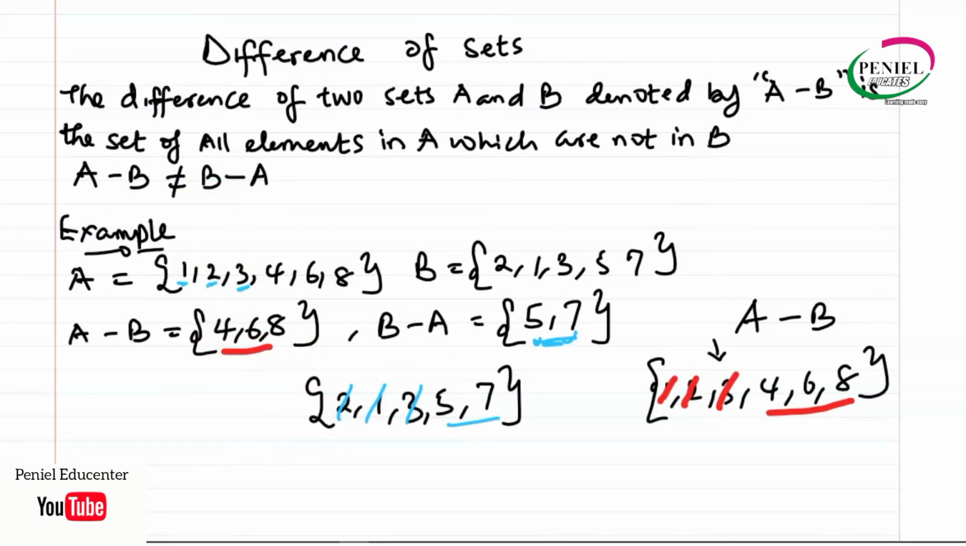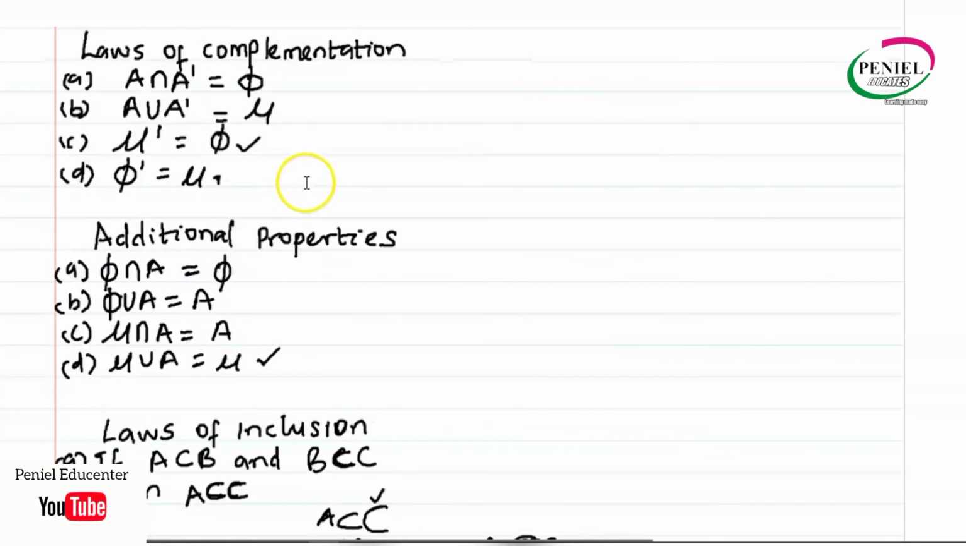All right. So in this first part of the video, I just want us to look at other laws of sets. Other laws of sets will be looking at laws of complementation. Law of complementation says that A intersect A complement is a null set.